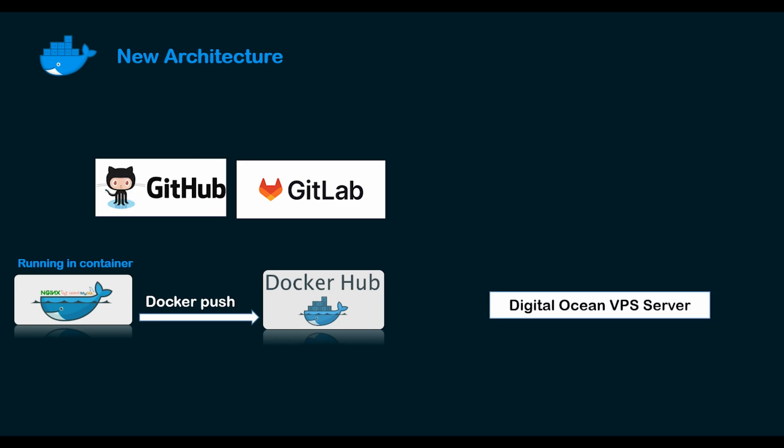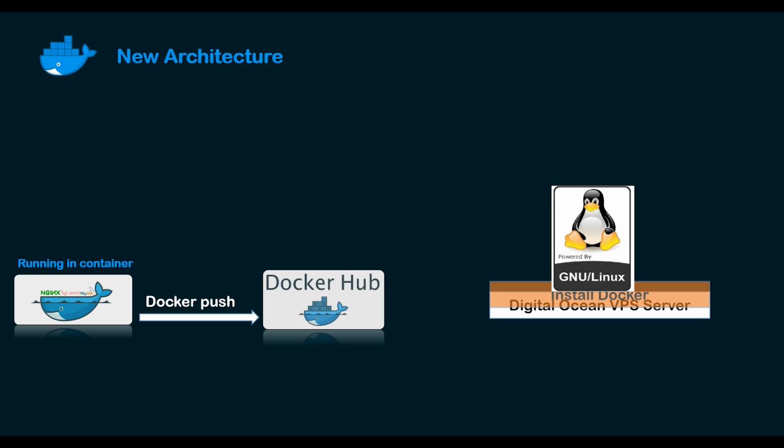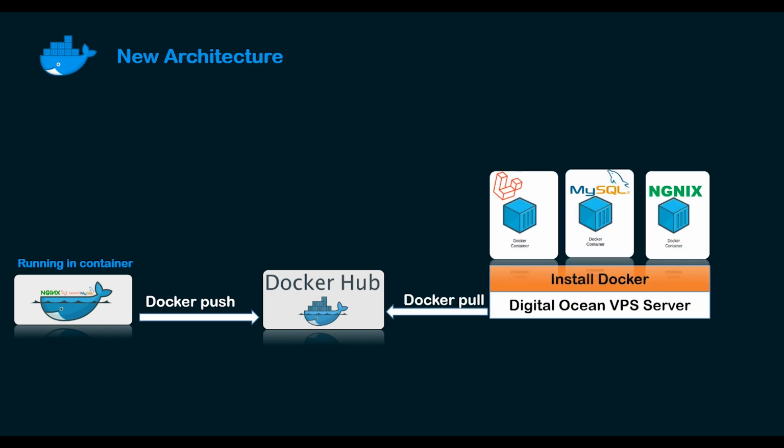Then we are going to create a server on DigitalOcean. This server is a Linux server where we're going to install Docker. We're going to type a command in order to pull this image from Docker Hub, and then another command in order to spin up all our containers. We have the Laravel container, MySQL, and the Nginx container.